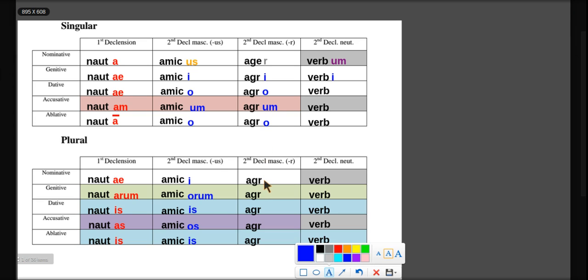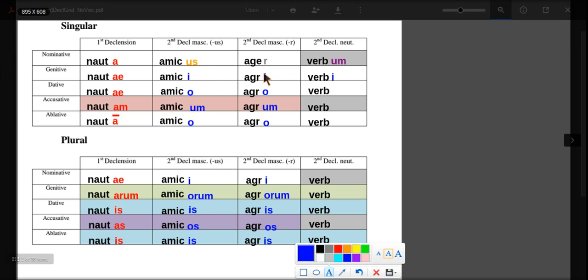And then for our nominative forms, nominative plural ending is i, so we have agri. Genitive plural ending is orum, so we have agrorum. Dative plural ending is is, so agris. Accusative plural masculine ending is os, so agros. And then ablative plural ending is is, so agris again.